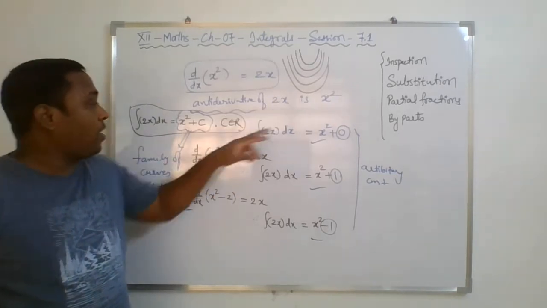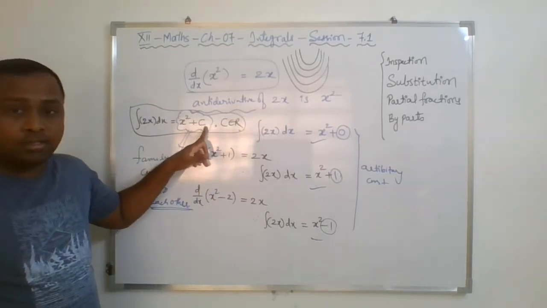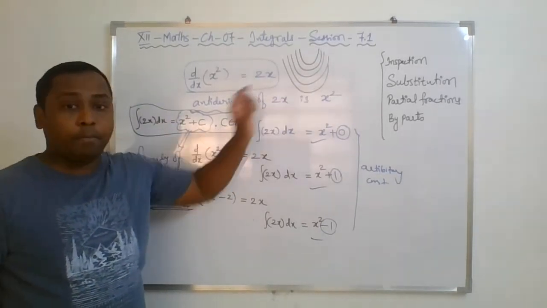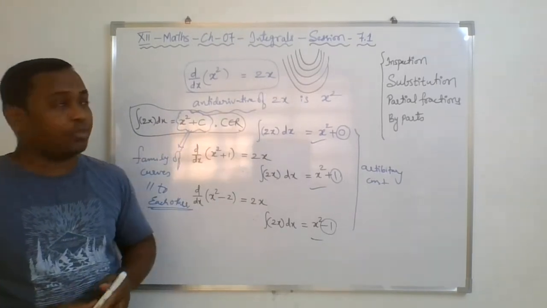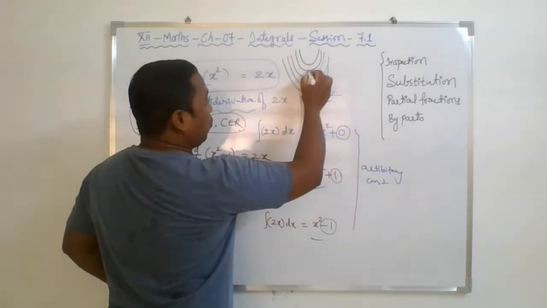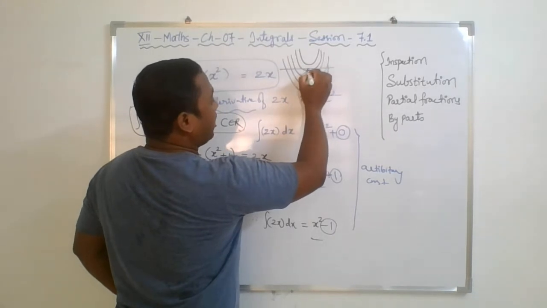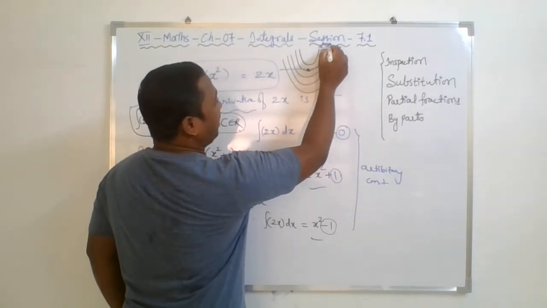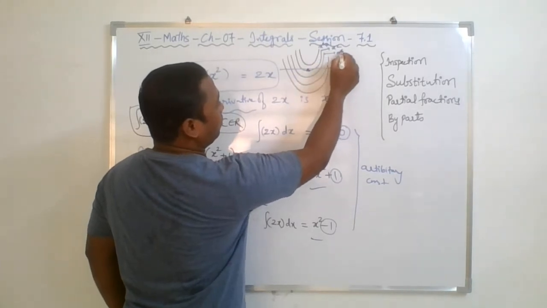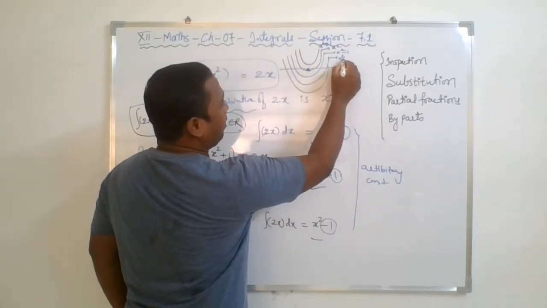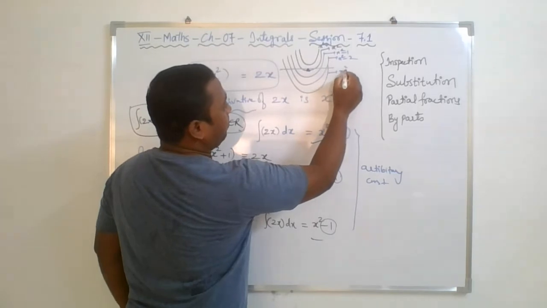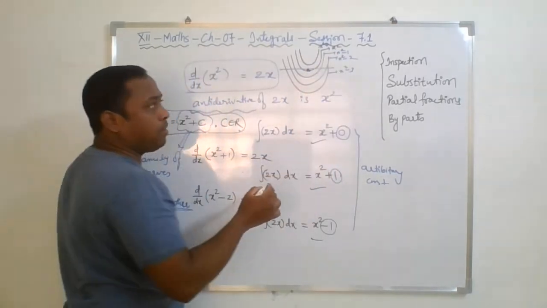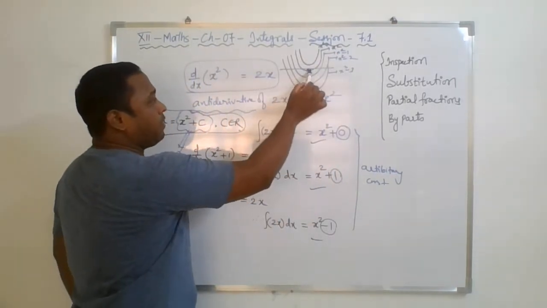So if you assign a value to c, it will give a member of that family. Let us say this one is at the origin. The second curve is at the origin. This will be x square, and this will be x square plus 1. This will be x square minus 1. This will be x square minus 2. This will be x square minus 3. All are parabolas. They only differ by the constant.